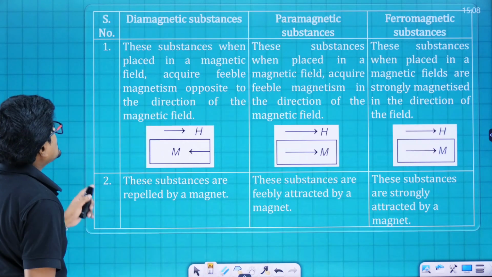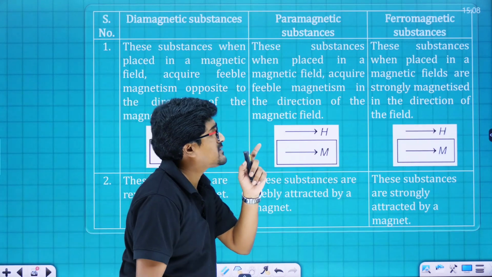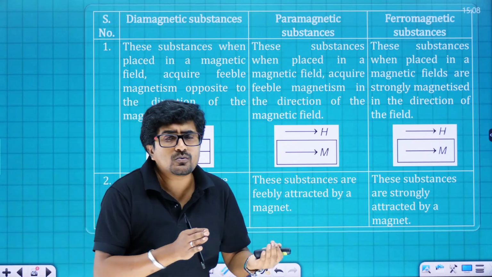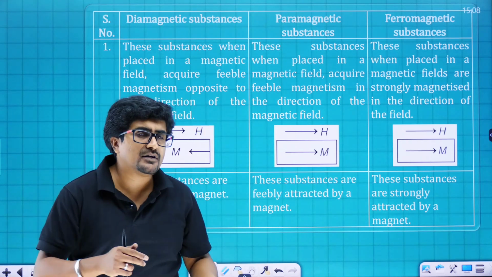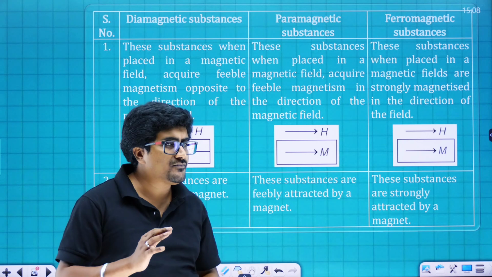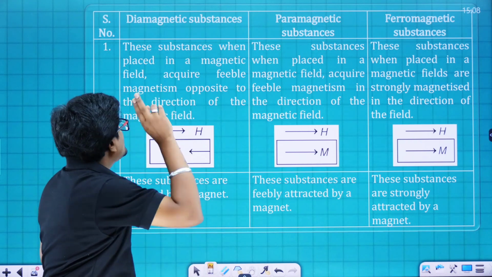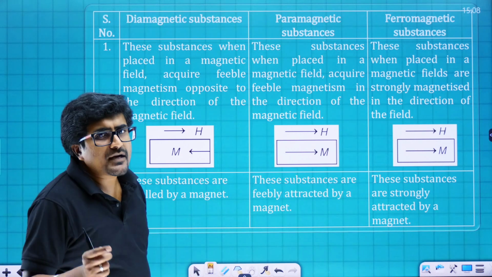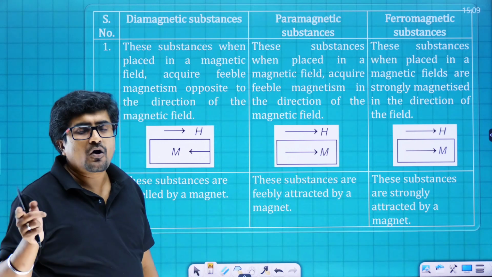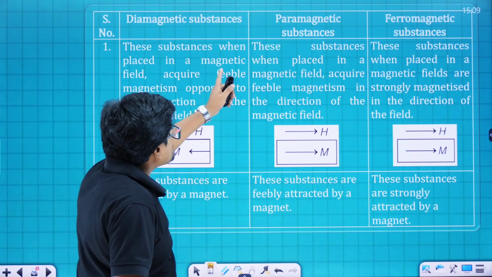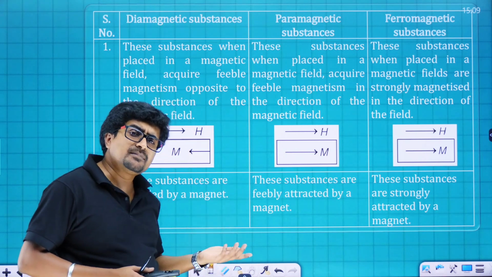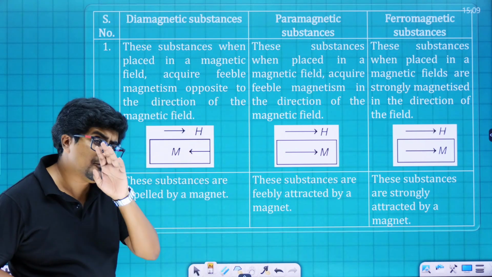All right, moving to the next, that is diamagnetic substance, paramagnetic substance, and ferromagnetic substance. Based on how the magnetic material gets magnetized under the influence of an external magnetic field, we classify the material into 3. That is: diamagnetic, paramagnetic, and ferromagnetic. Out of these, the diamagnetic is the only one that gets magnetized in the opposite direction of the applied magnetic field. Para as well as ferromagnetic substances get magnetized in the same direction of the applied magnetic field.